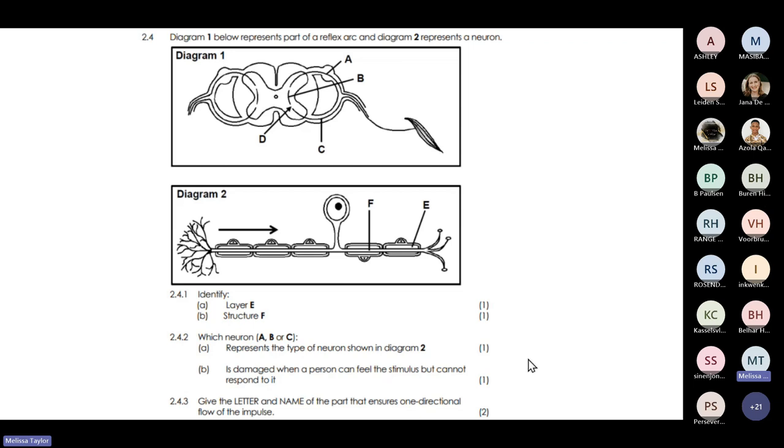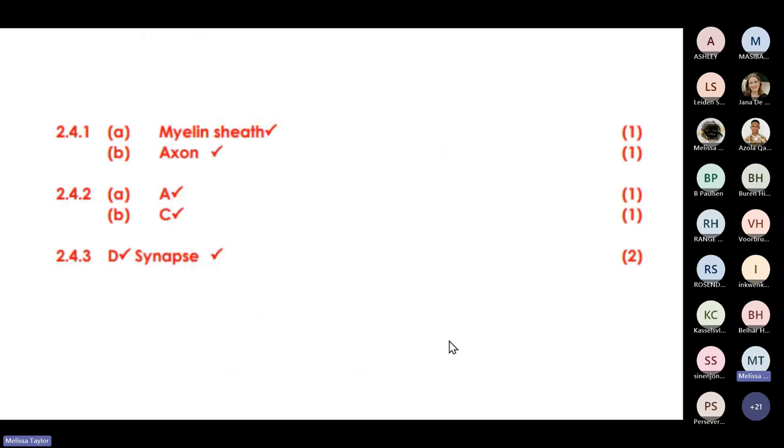And then give the letter and name of the part that ensures one directional flow of an impulse. In other words, the impulse can only travel in one direction and can't start going backwards or anything like that. That is D, the synapse. One of the functions of that little space between the neurons is to ensure that the impulse travels in only one direction.